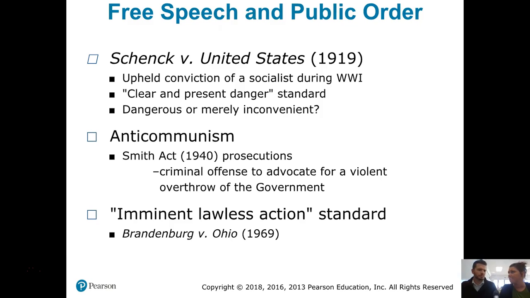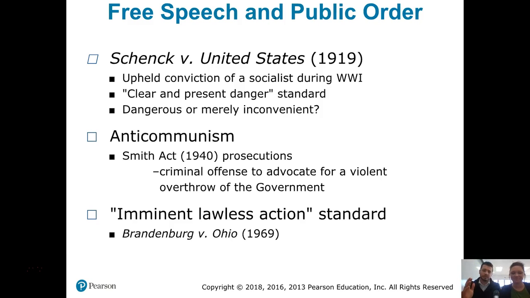I think it was in Ohio, wasn't it? Aren't these two related, Brandenburg versus Ohio and the Smith Act? I can't remember. Maybe not. I might be connecting two different things. Too many court cases to keep track of. We need notes. We should have notes.